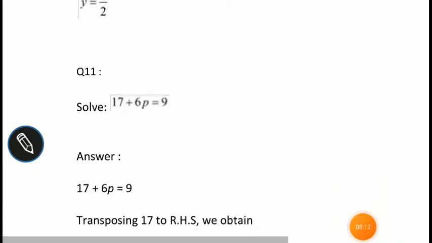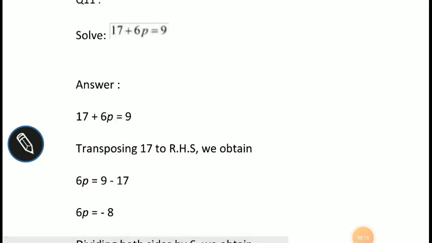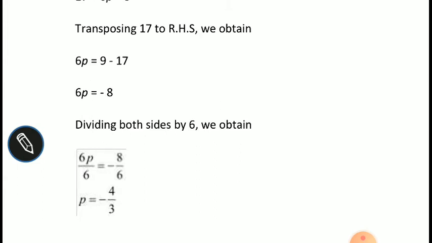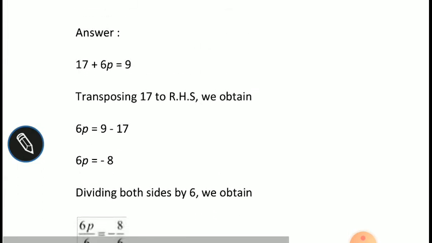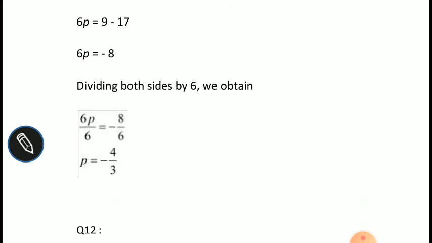Now next question number 11. 17 plus 6p is equal to 9. So we transpose 17 to the RHS. So what do we obtain? So 6p is equal to 9 minus 17, which is minus 8. Okay, now divide both sides by 6. Now divide both sides by which number? 6, right? Why? We want to remove 6 from this LHS.